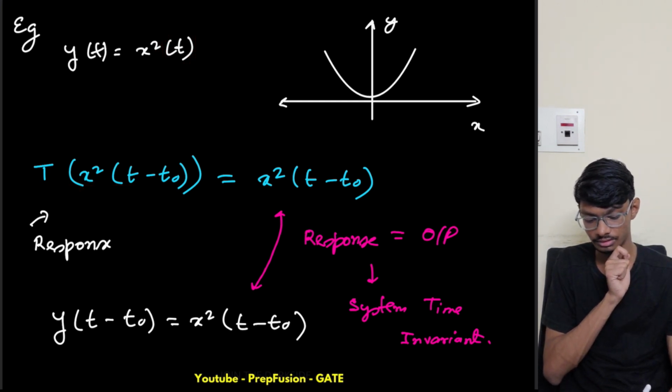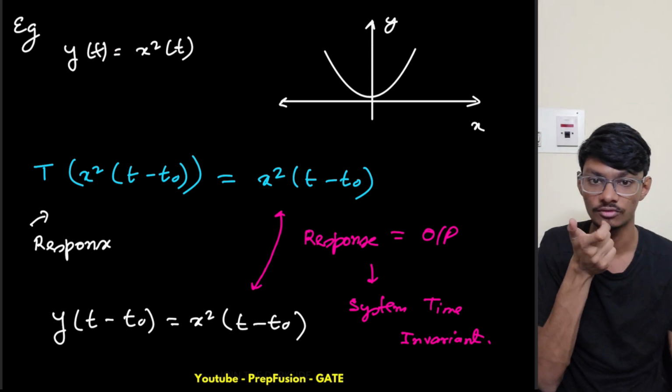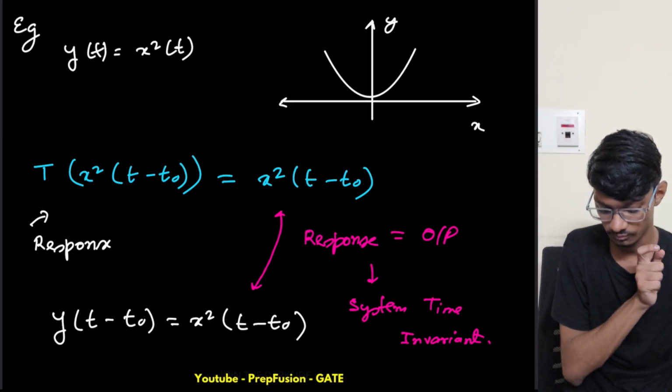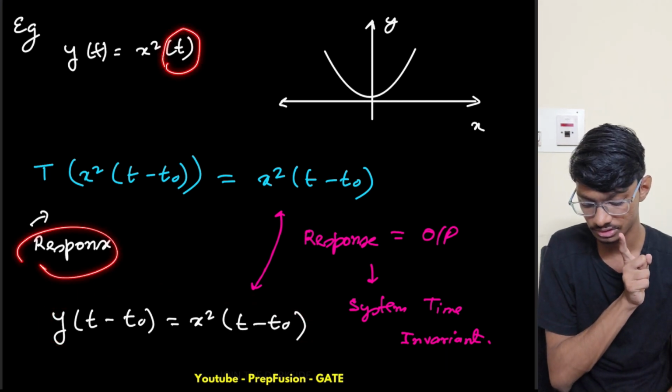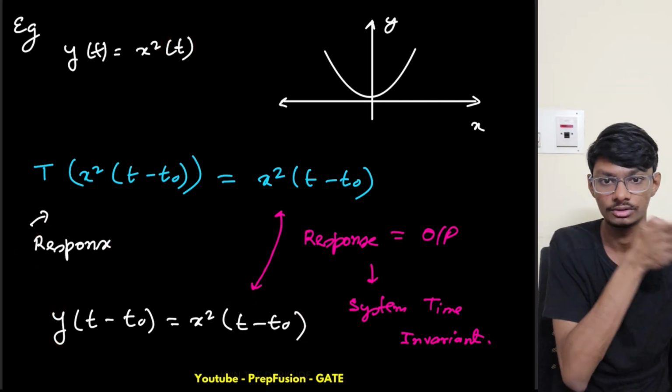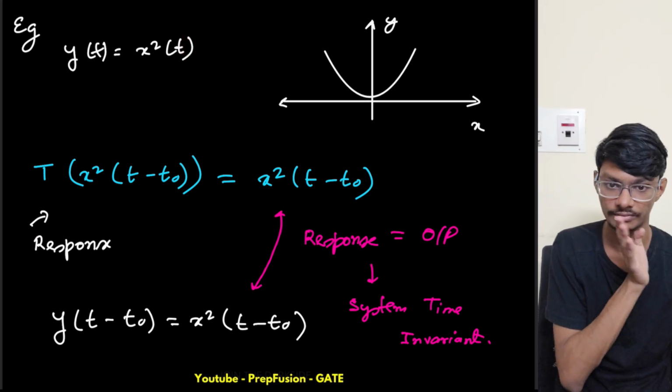But when we are shifting the output, we are shifting this whole term, this whole y. We're changing the t from t to t minus t naught while changing the output. But for the response, we're just using this bracket term and subtracting t naught from whatever is in the bracket.